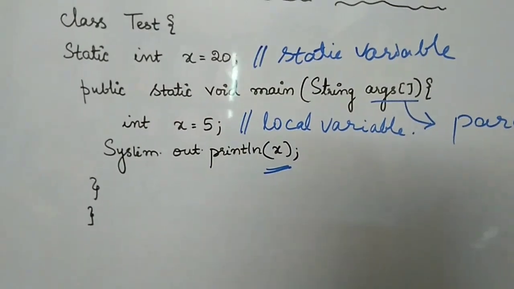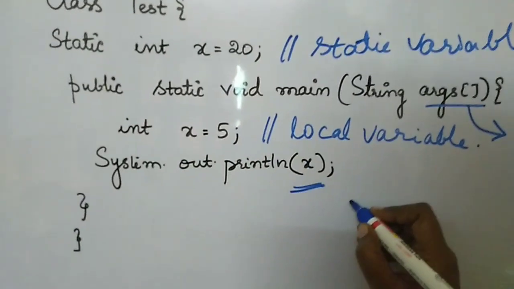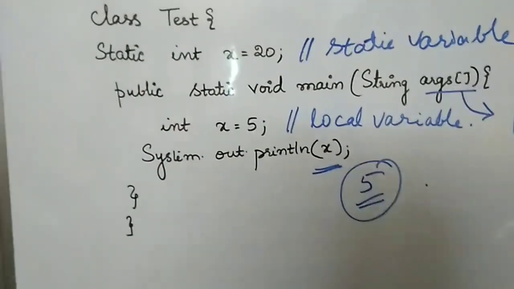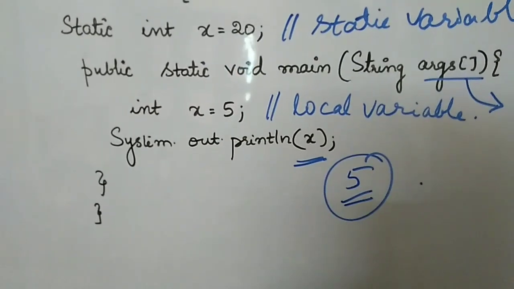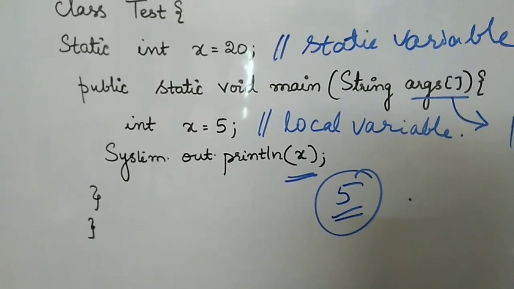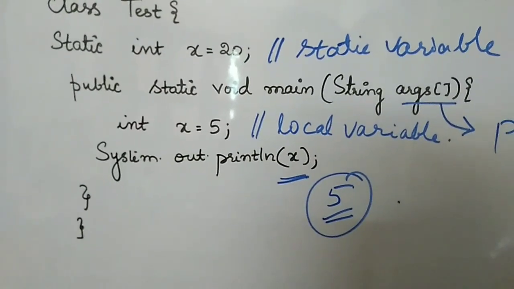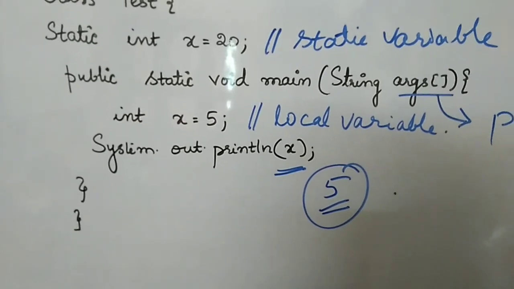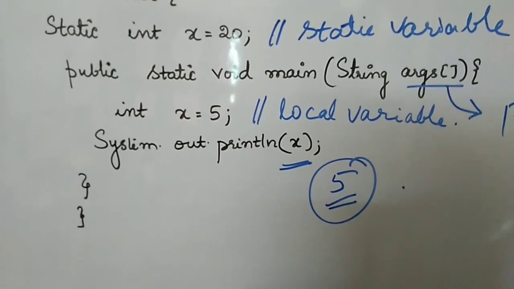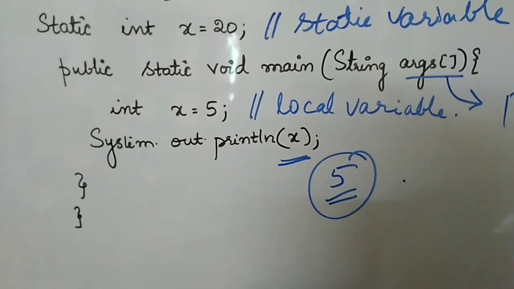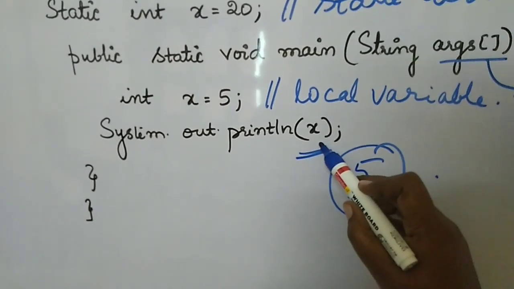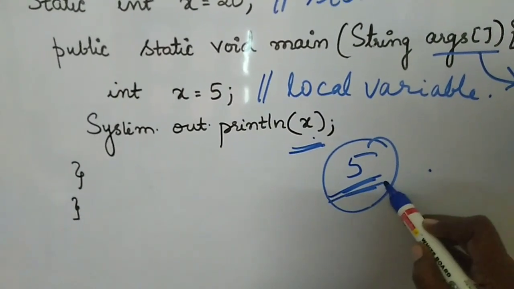The output would be 5. Why it is 5 is because it will consider the local variable first. Since both the static variable and the local variable are x, it is not a syntax error. You can have variables with the same name. The static variable and the local variable can have the same name, but the preference will be given to the local variable. So here x is considered to be the local variable and the output will be 5.